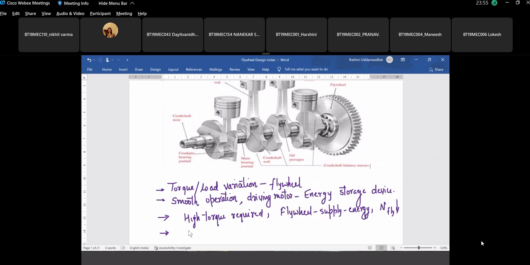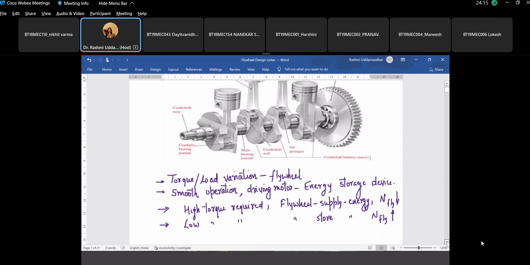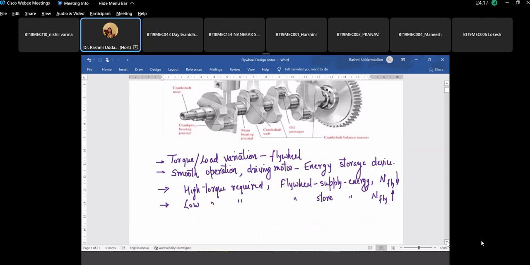And when there is a low torque requirement, the flywheel will store energy, and while storing this energy, the speed of the flywheel increases. Good. This is how it takes care of the variation of the torque.